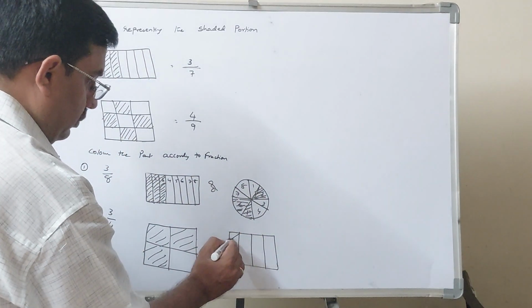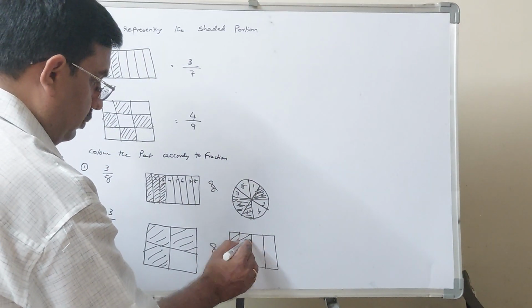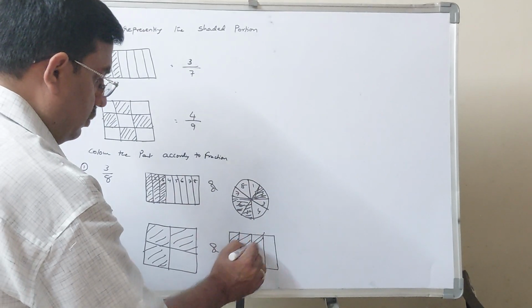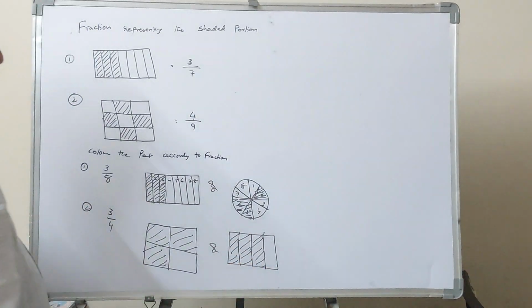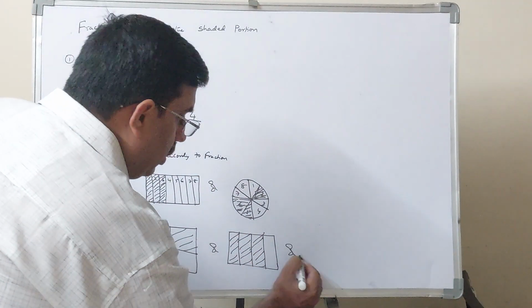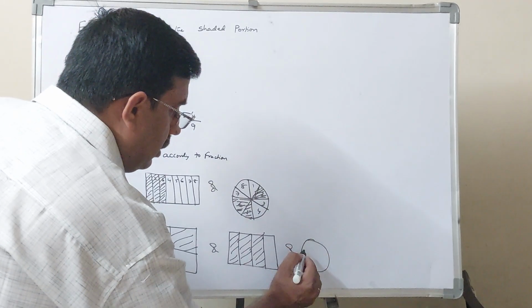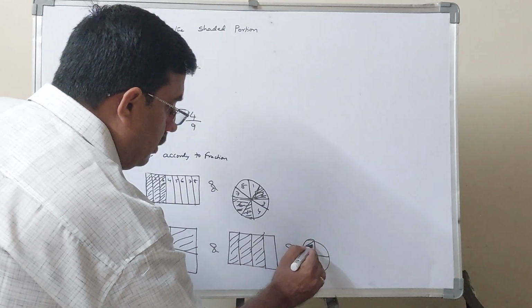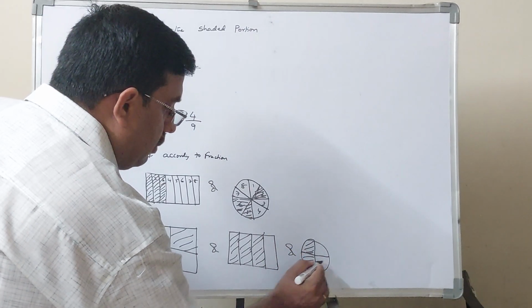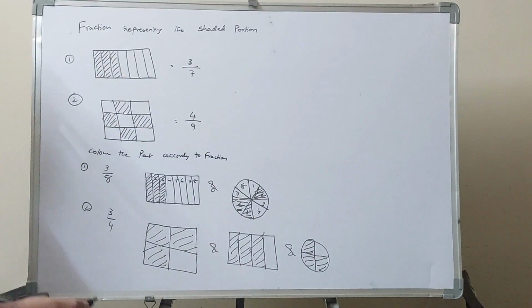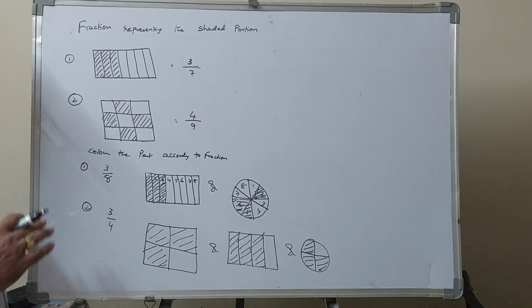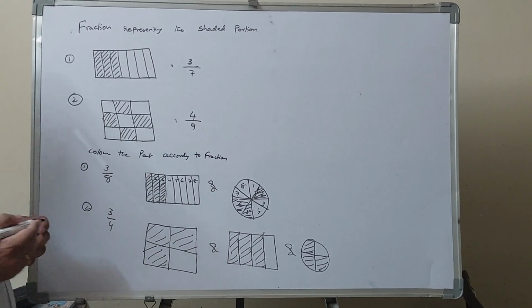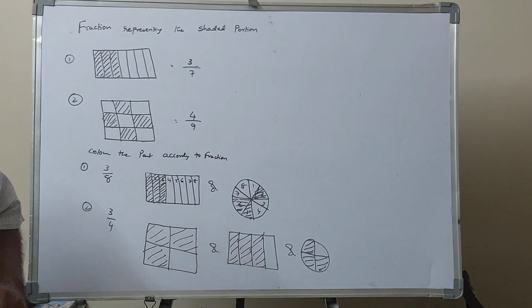3 by 4 means like this you can take it. Or you can take it as a circle. 3 by 4. Any way you can represent. Okay, this is the way of representing the shaded portion.